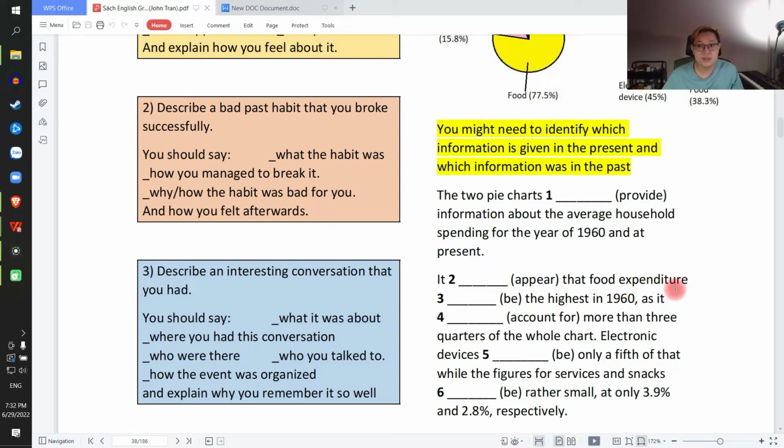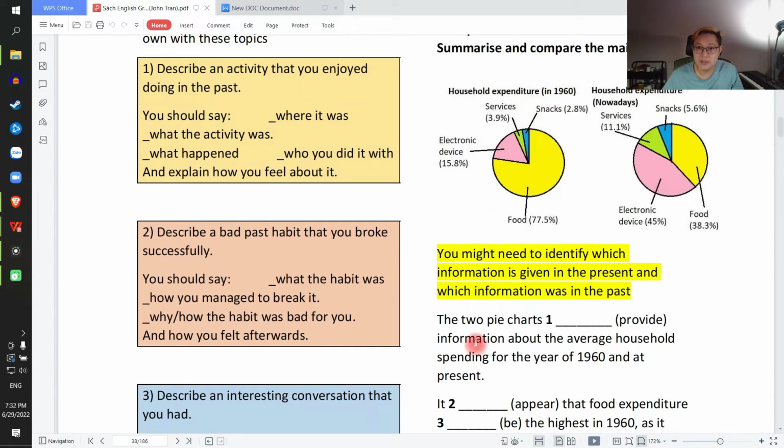And food expenditure is singular, so you use "was" but not "were". Cái food expenditure nó là số ít cho nên mình phải dùng là "was" chứ không phải là "were" nhé. Was the highest in 1960 as it accounted for more than 3/4 of the whole chart.